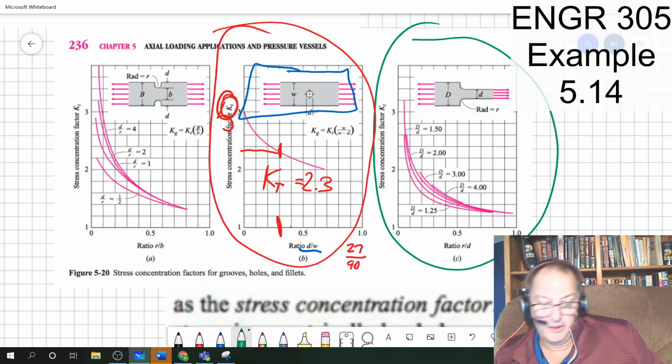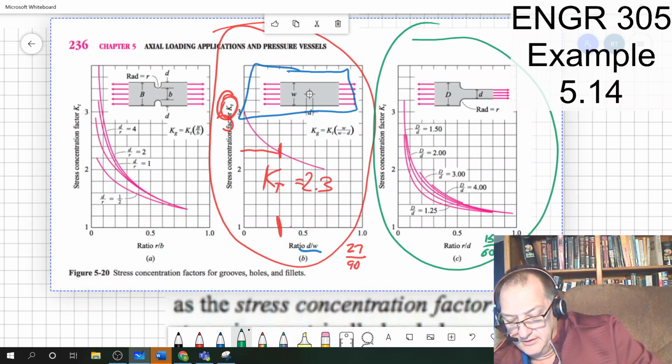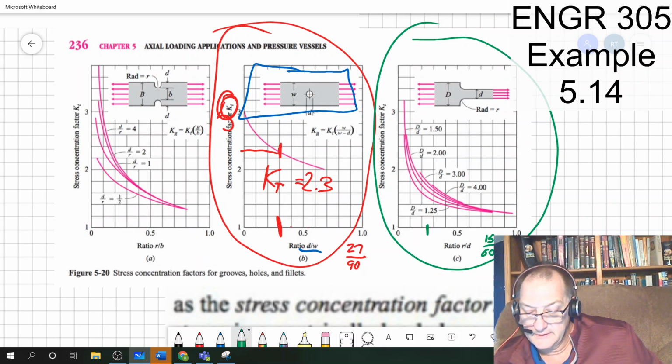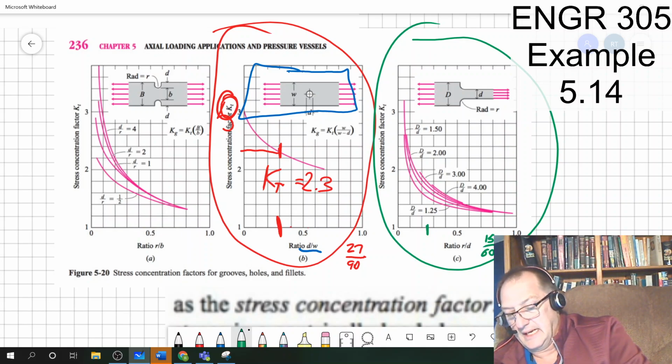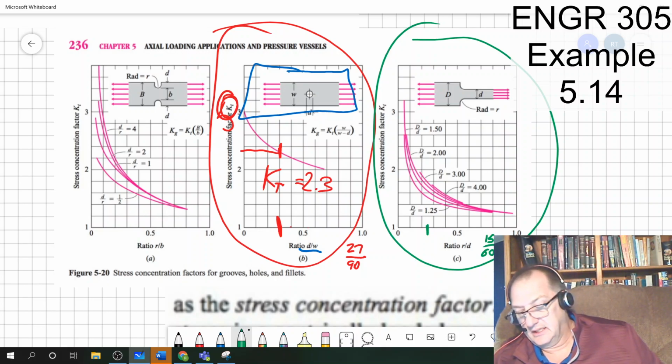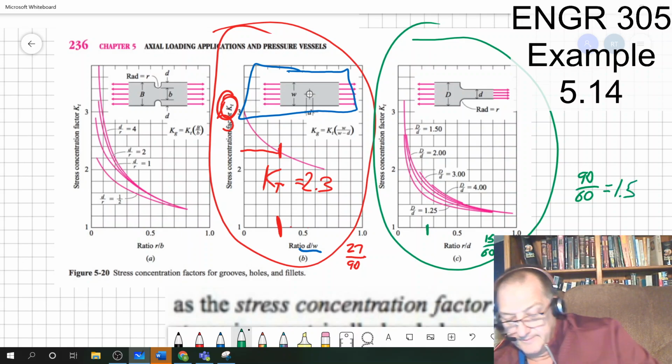So my r over d is 0.25 because r is equal to 15 over 60. So that's 0.25, and that's going to put me on this point there. And then D over d, my big diameter was 90, and the smaller one is 60. So that is 90 over 60, which is equal to 1.5. So now I've got to pick the right line, which is this one. That's 1.25. So I'm on this second line, and it's going to be right there.